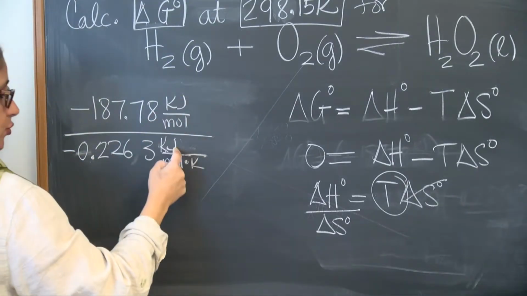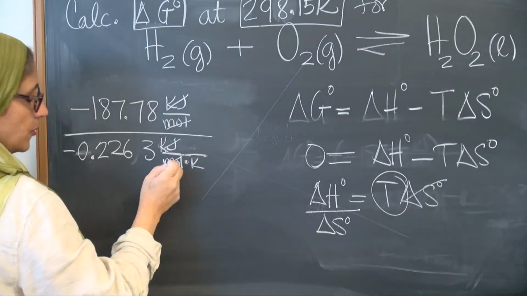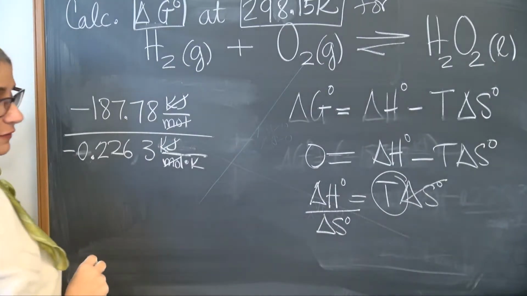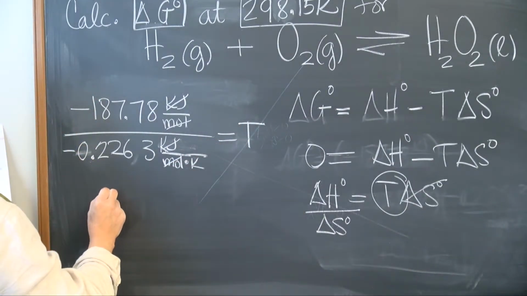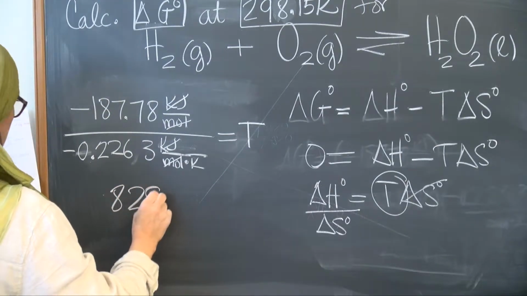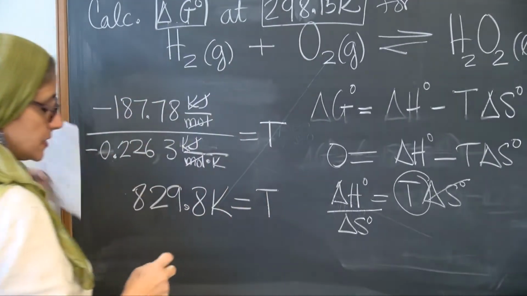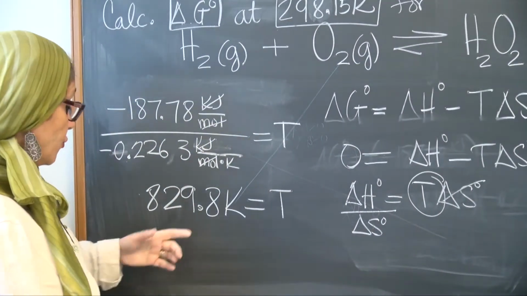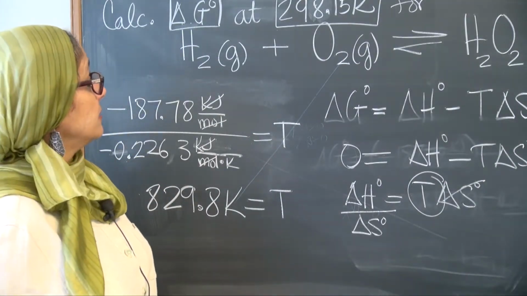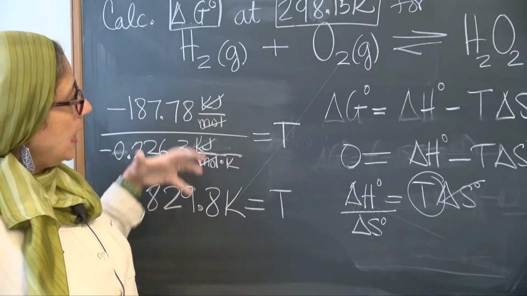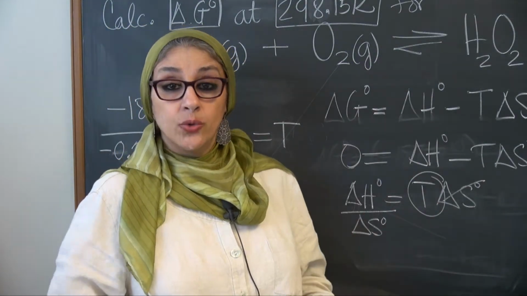Now we have kilojoule per kilojoule cancels, per mole cancels. And now we have 1 over 1 over Kelvin, which is Kelvin. So the temperature that we calculate is going to be 829.8 Kelvin. That's the minimum; it has to be higher than that for the reaction to become non-spontaneous.